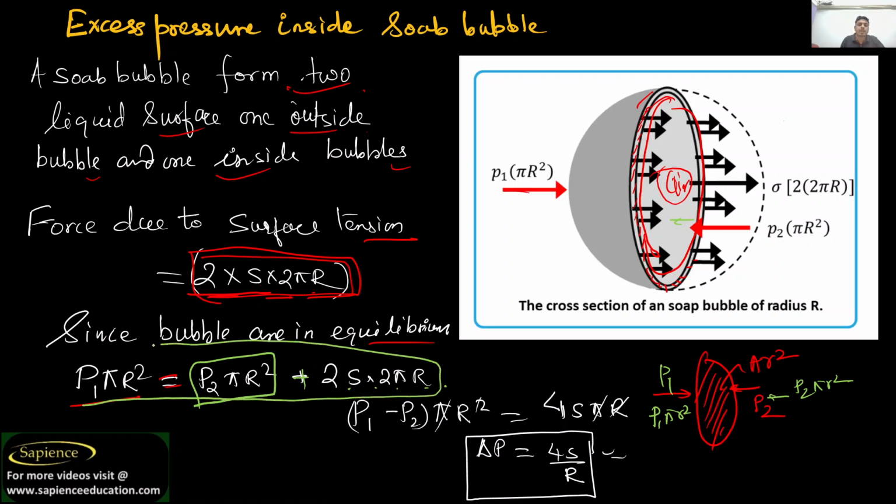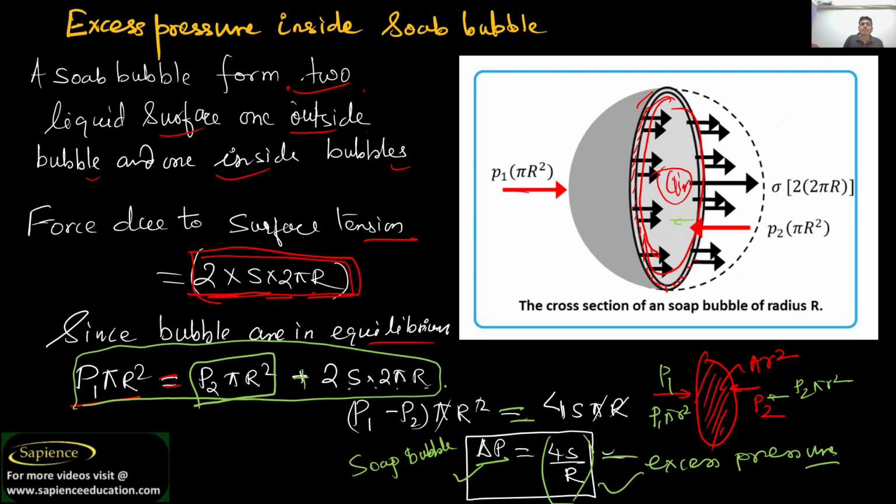I don't think you are having a problem here. Now you just subtract, P1 minus P2, and take pi r square common, and this is equal to 4S into pi r. So finally you get delta P is equal to 4S by r, and this is your excess pressure. So this is the excess pressure inside a soap bubble. Not only a soap bubble, wherever you find a bubble where inside there is air and outside there is also air, you have to find the excess pressure using this formula. Okay, so I hope you have understood this now.